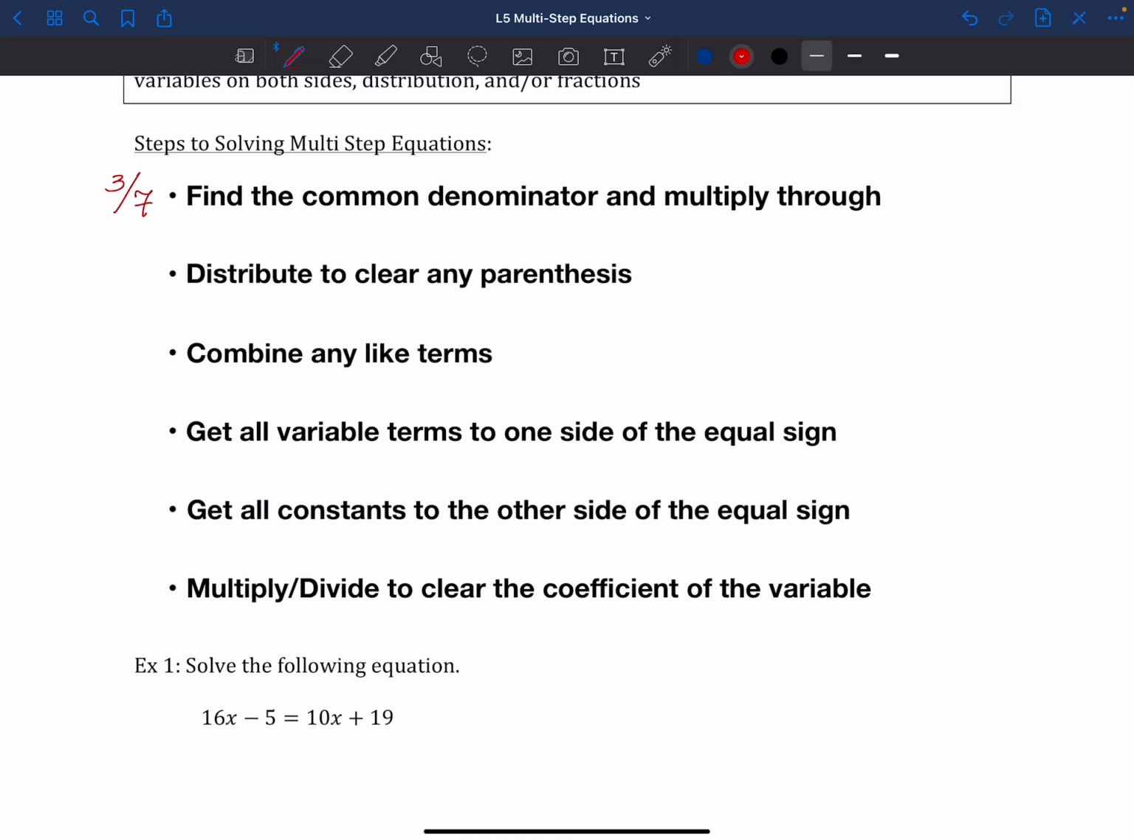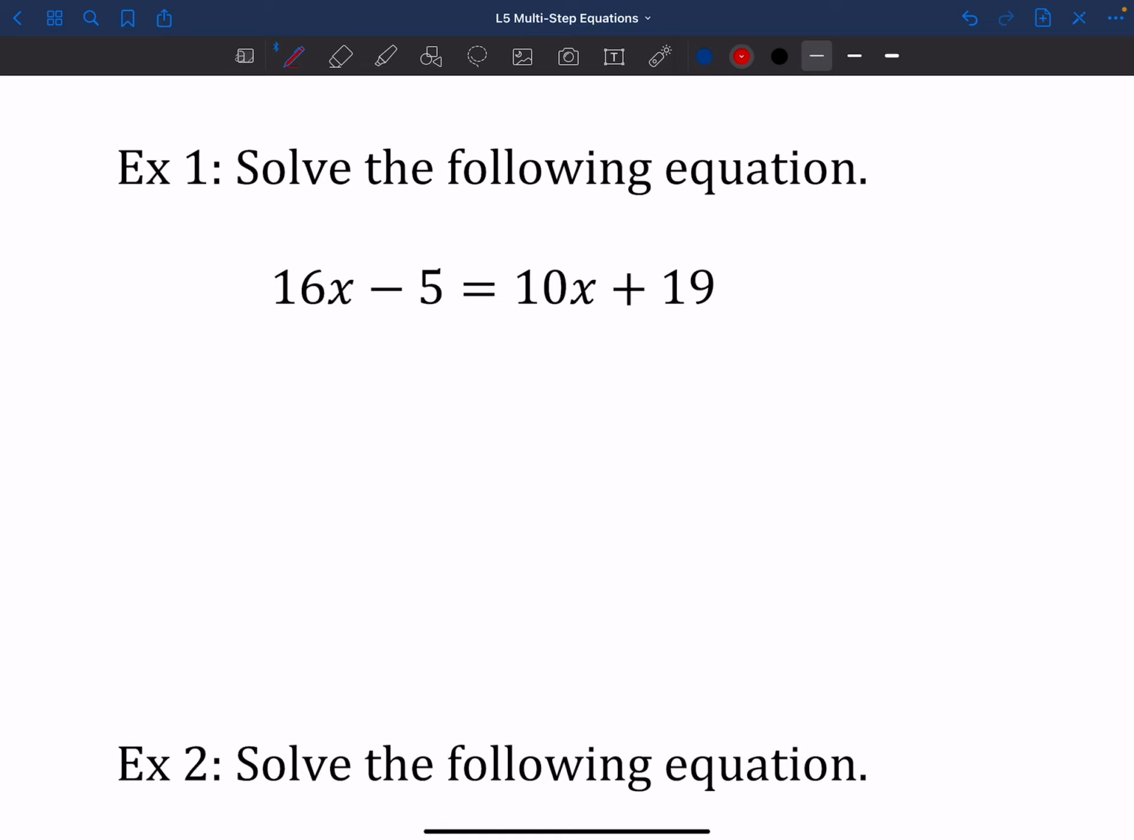Combining like terms. So you might be thinking like, well, let's take a look. 16x and 10x would be like terms. And you'd be right, except here we can't combine them because they're on opposite sides of the equal sign, right? We can move things around the equal sign, but that's where we have to do the inverse operation to move them around. So that's not what we're going to be doing on that step. What we are going to be doing right after that is we're going to move all of our variable terms to one side of the equal sign.